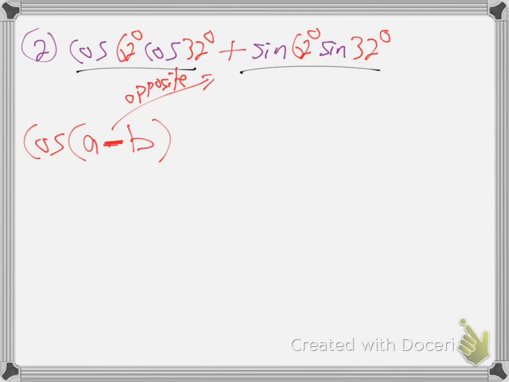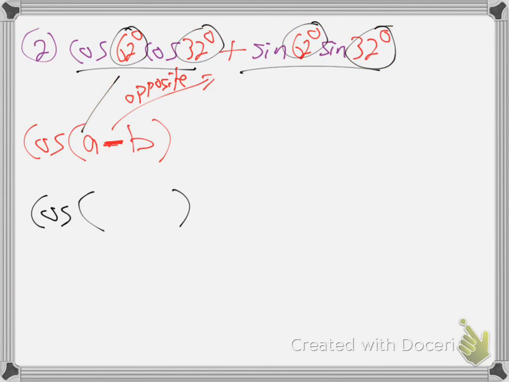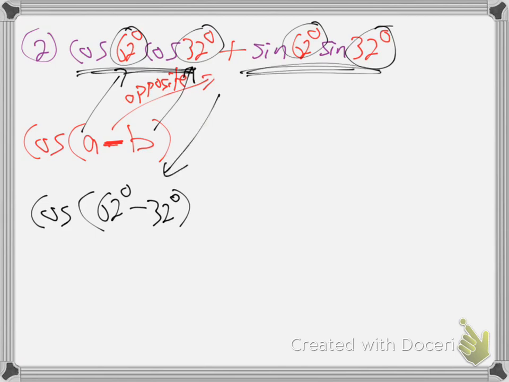So it's cosine of 2 angles subtracted. And what are those 2 angles? Yeah, the 2 they keep using, 62 and 32. That's the A and the B. That's A and that's B. 62 minus 32. So that's kind of weird, huh? All these cosines, all these sines together become 1 cosine. That's what the formula is saying, huh?